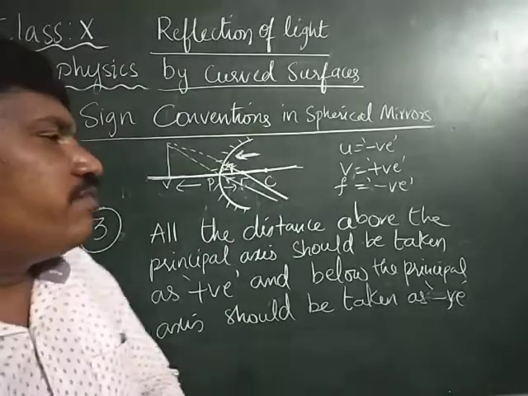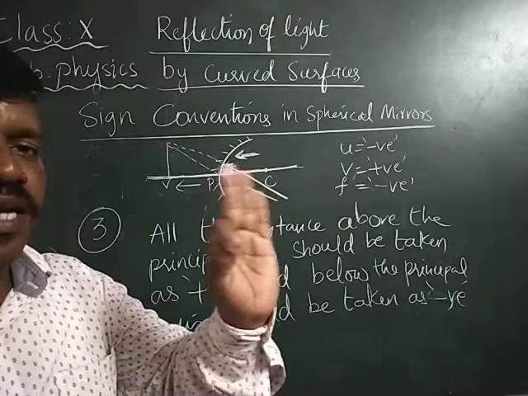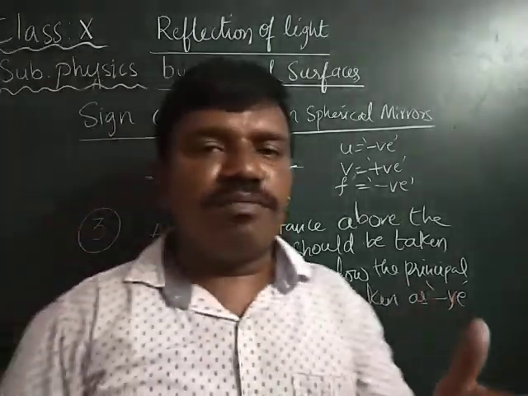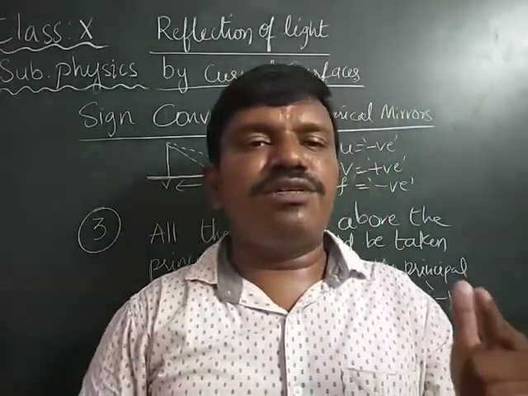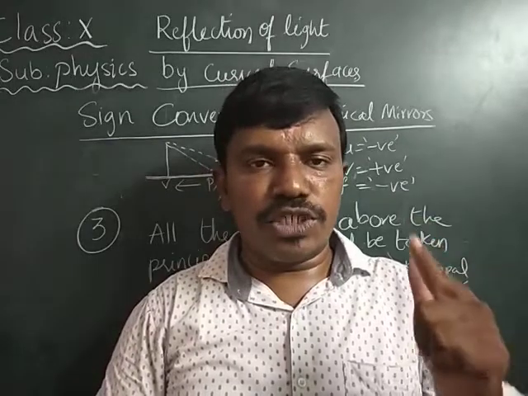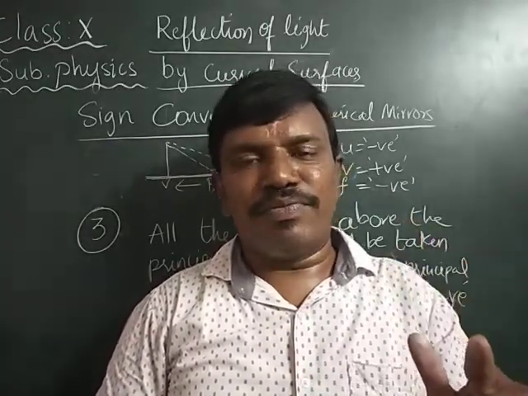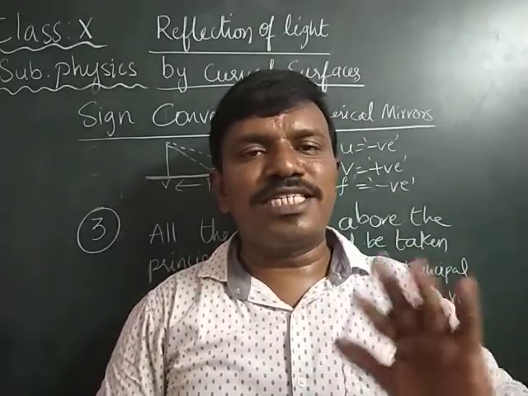Therefore, there are mainly three sign conventions. First, all distances should be measured from the pole. Second, distances measured in the direction of the incident light should be taken as positive, and opposite to the direction of the incident light as negative. Third, above the principal axis positive, below the principal axis negative.